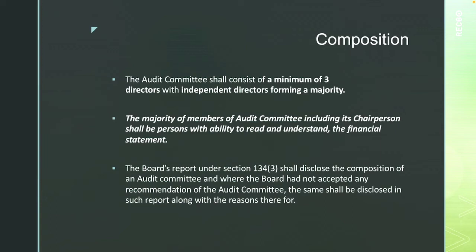That is, there will be a minimum of 3 directors, independent directors will also be appointed, and the members of the committee should have financial literacy, and the chairman of the committee shall be an independent director. That independent director, that is the chairman of the audit committee, should be present at every annual general meeting so that he can answer the queries of the shareholders. Okay, this is how the composition of the audit committee will be done.